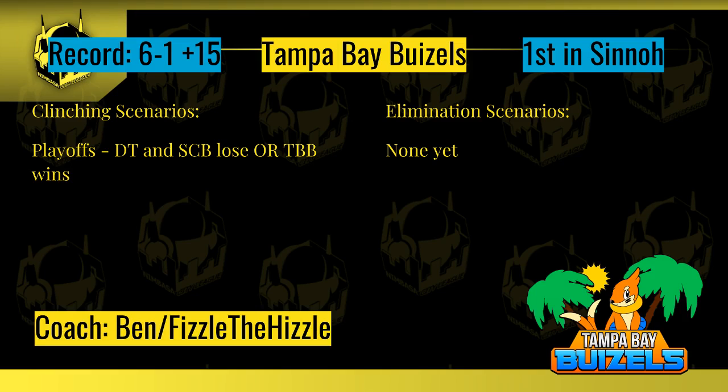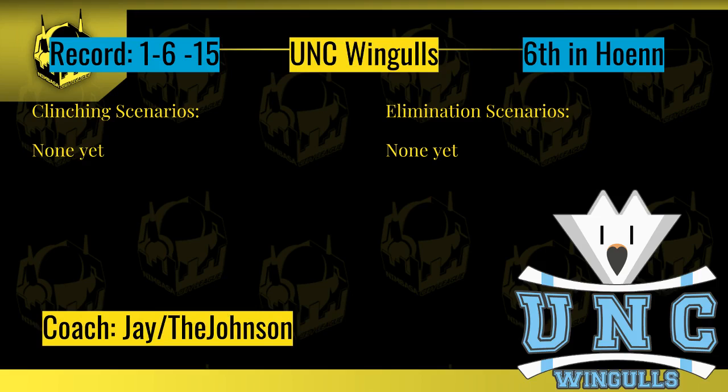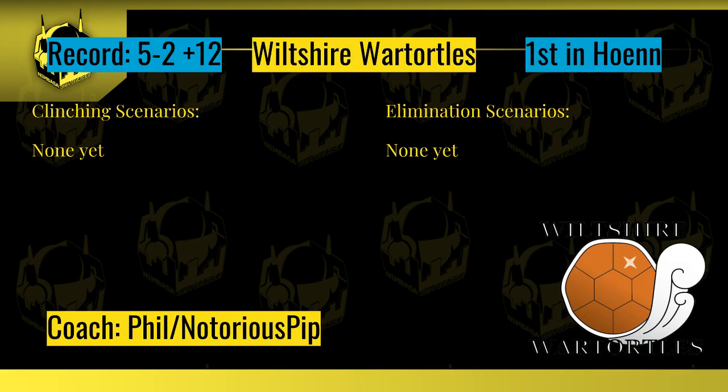So Ben probably has the easiest time to clinch this week, and that's what we'll be looking for on Wednesday, potentially. He's playing Jed on Wednesday. And then to finish things off, the UNC Wingles and the Wiltshire War Turtles both do not have a chance to clinch. So this is a lot shorter than what my initial video was, which is probably good, but we actually have the right clinching and elimination scenarios going on for you now.